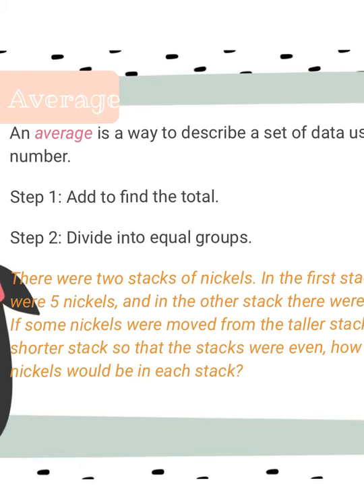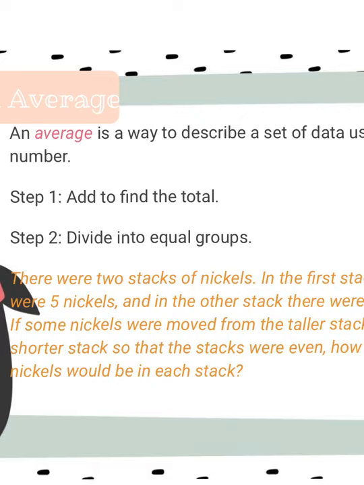Okay, so today we're going to be finding averages. First, you need to know that an average is a way to describe a set of data using one number, okay? So the first thing you do is you add up all of the numbers that you're given to find the total, and then you divide into equal groups.